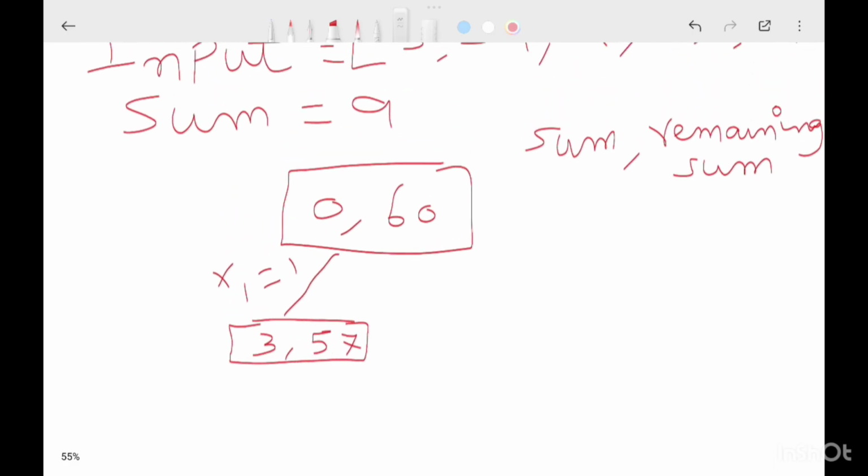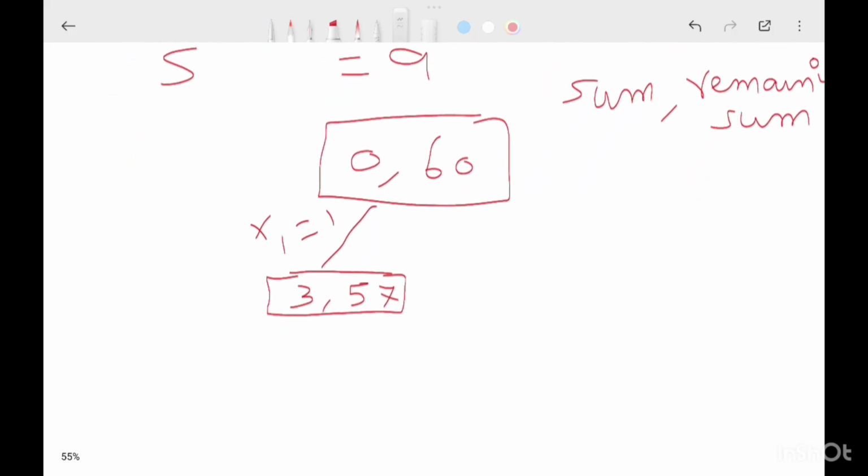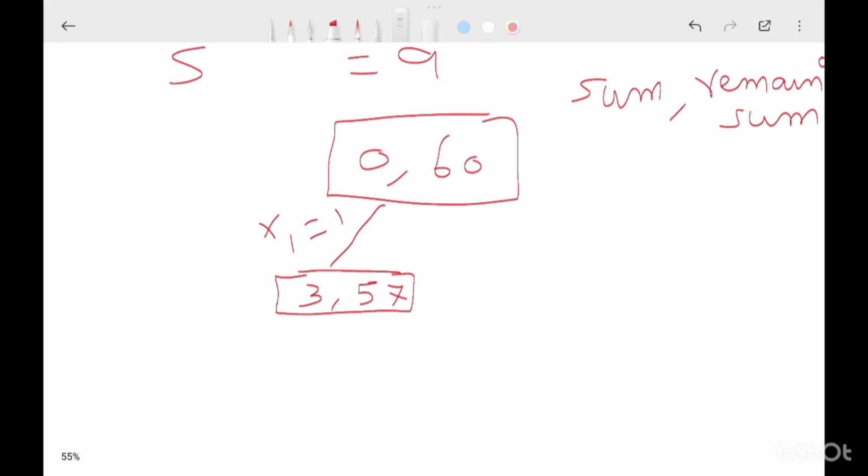Here the required sum is 9. At this state the sum is equal to 3, which is less than 9, and the sum plus remaining sum, 3 plus 57, is 60, which is greater than 9. So this is a feasible state, and we can move further. From this state I am moving to the next state.